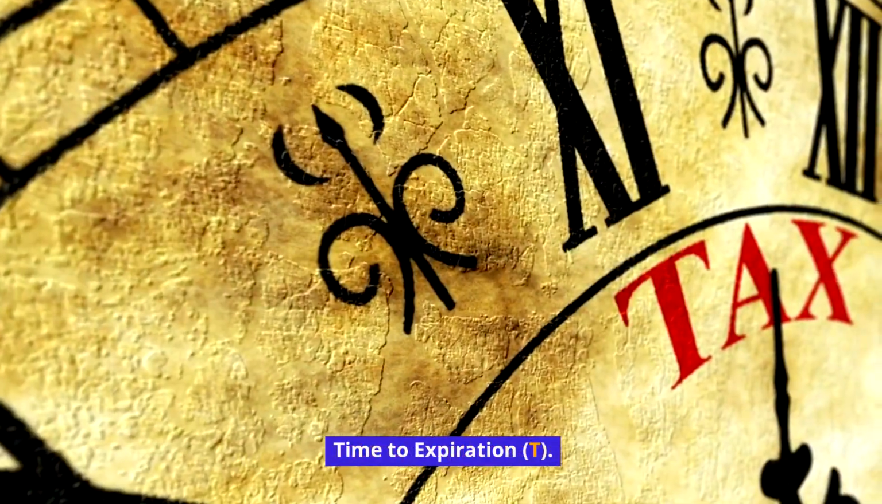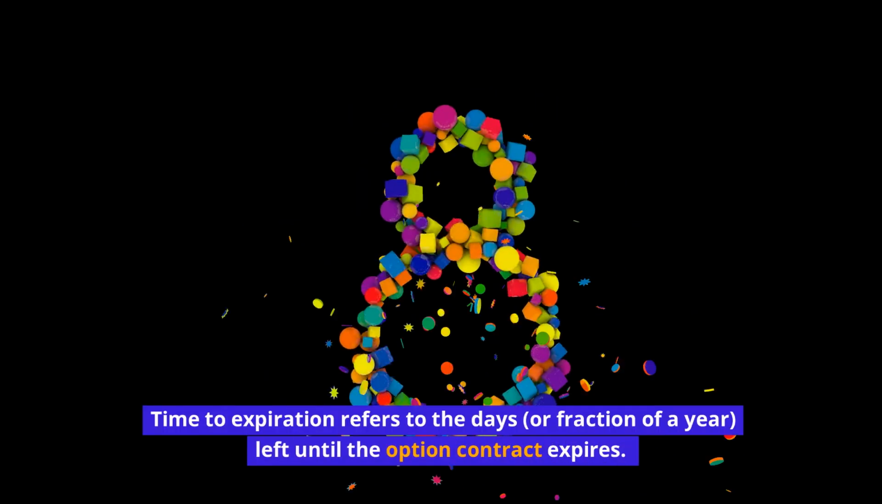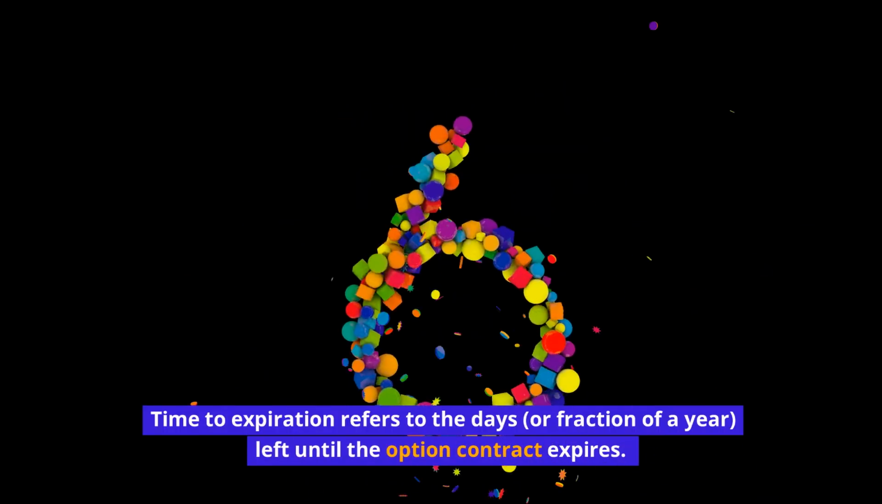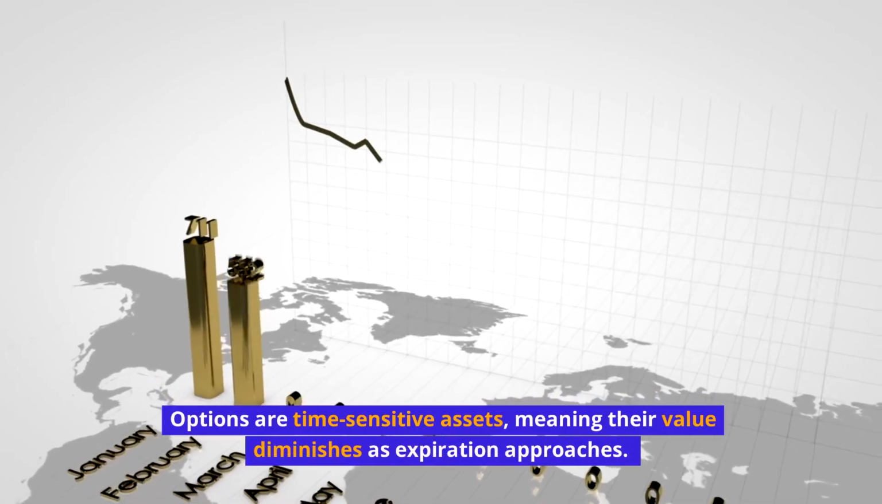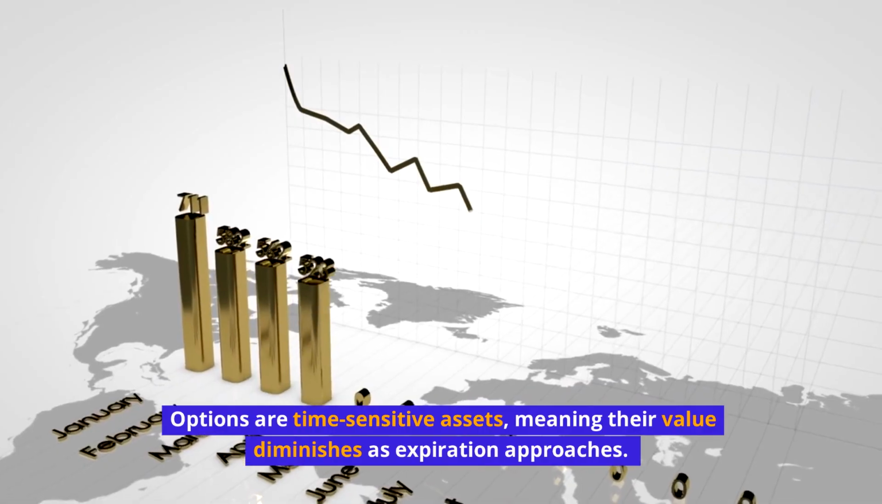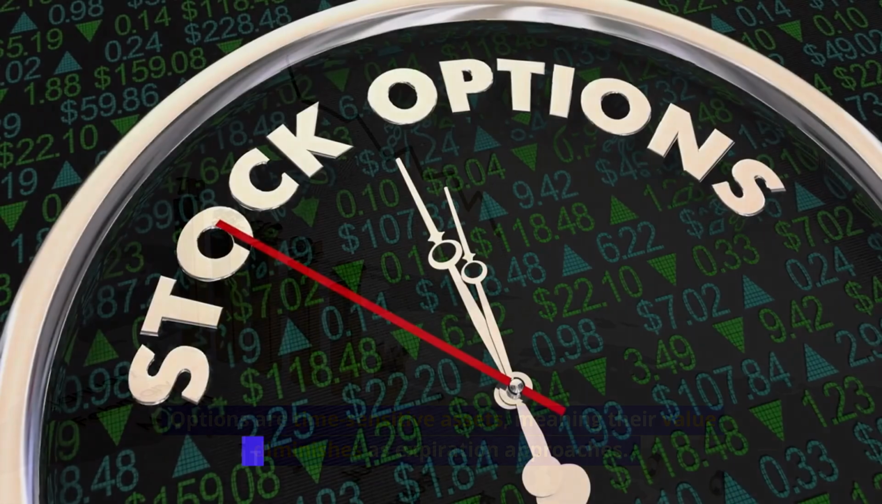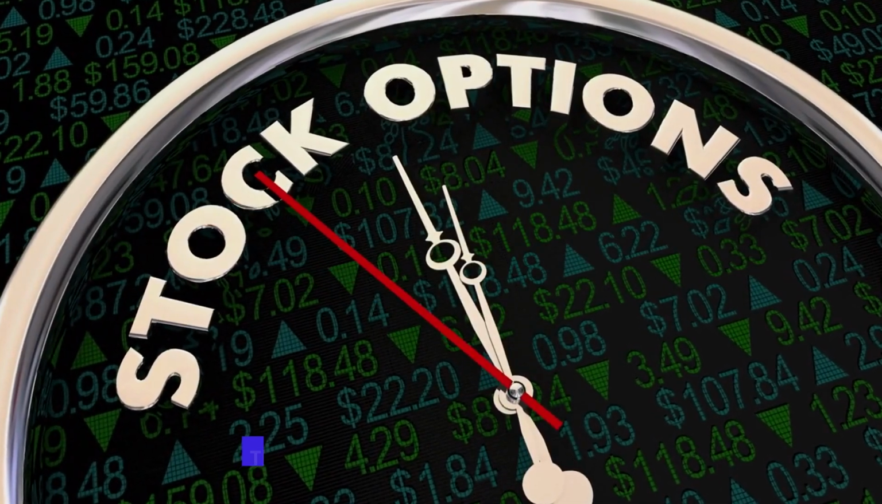Time to expiration, T. Time to expiration refers to the days, or fraction of a year, left until the option contract expires. Options are time-sensitive assets, meaning their value diminishes as expiration approaches. This phenomenon is called time decay.